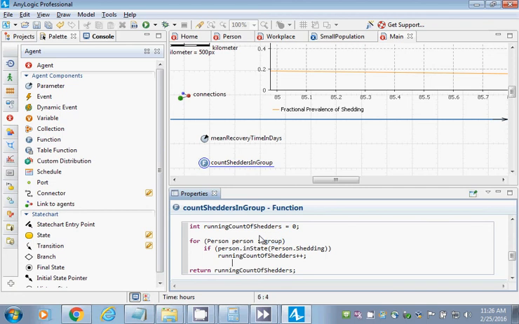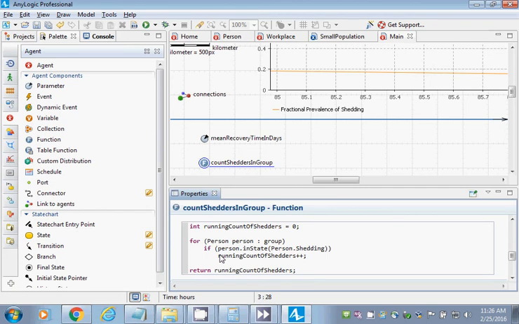Suppose both were shedders. We come down here, start at 0. Okay, going through first person, are they a shedder? Yeah. Increment this, goes from 0 to 1. Next person, are you a shedder? Yeah. Increment it from 1 to 2. Return 2. Does that make sense?